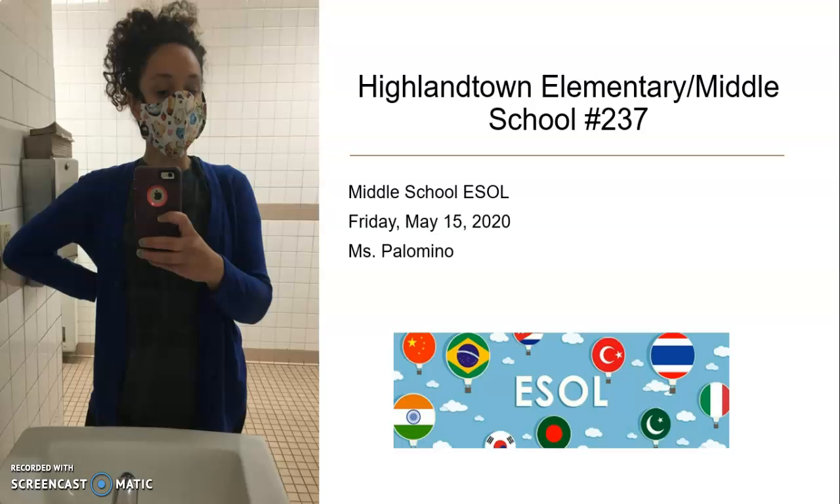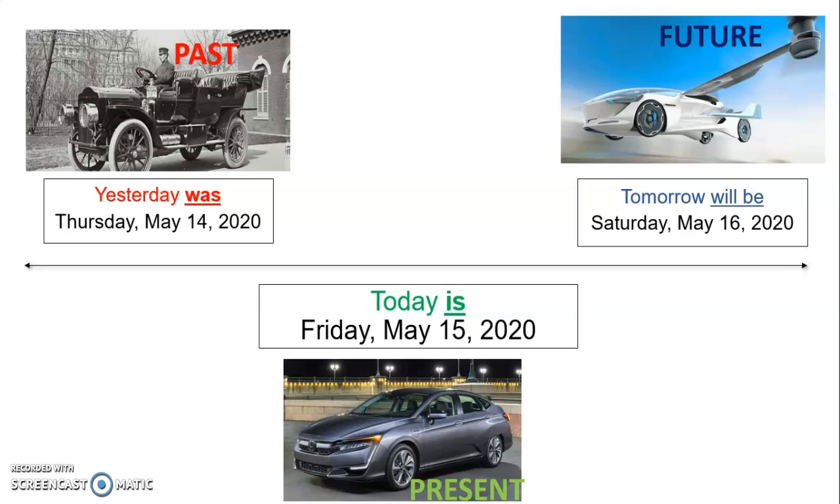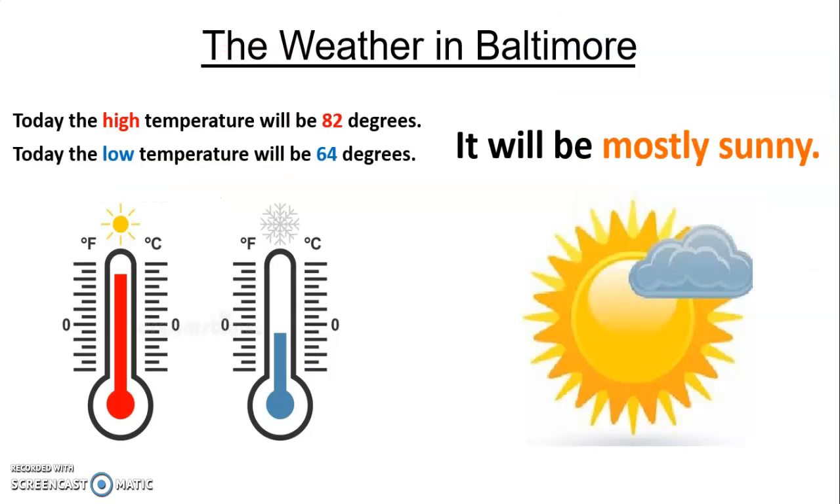It's Middle School ESOL, and today is Friday, May 15th, 2020. I hope everyone is well. Let's get started. Yesterday was Thursday, May 14th, 2020. Today is Friday, May 15th, 2020. And tomorrow will be Saturday, May 16th, 2020. The weather in Baltimore. Today, the high temperature will be 82 degrees. The low temperature will be 64 degrees, and it will be mostly sunny.